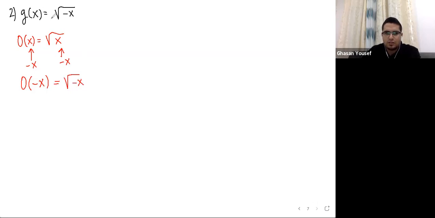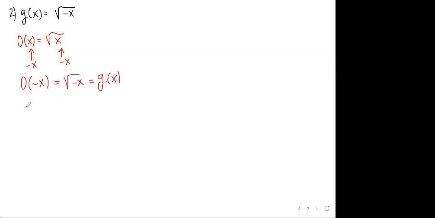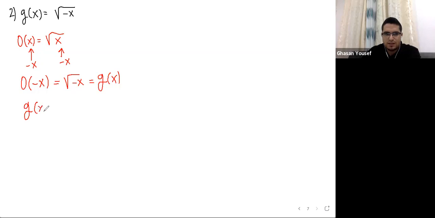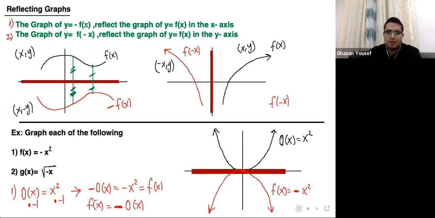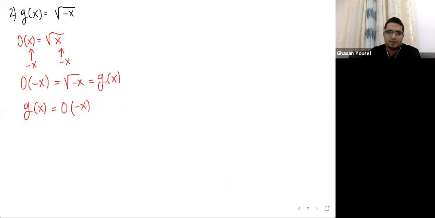Now go back to g of x. Square root of minus x is the same as g of x. So this equals g of x. Exactly, g of x is the same as O of minus x. Now go back to the rules of reflection. The minus is inside the parentheses. This means we have to reflect the original function around the y-axis. My original function is the square root of x.